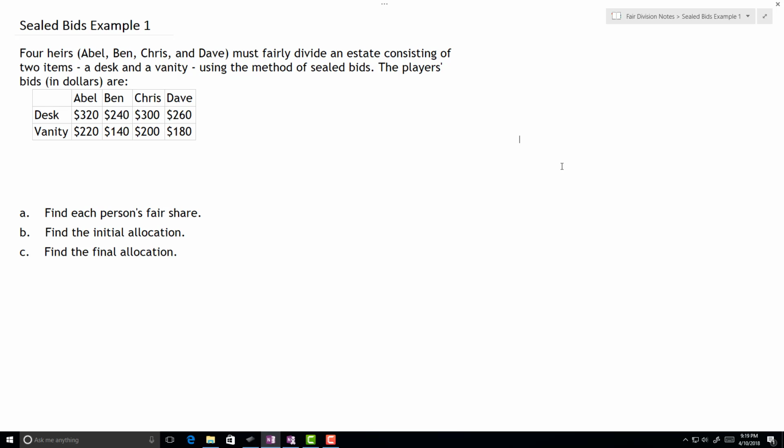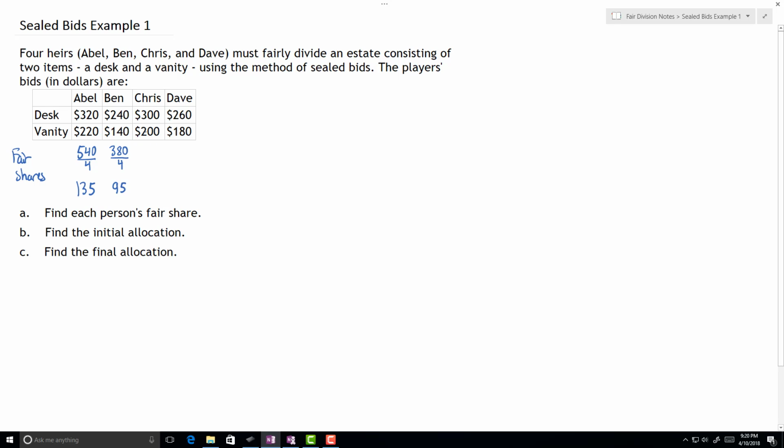So to find the value, firstly, we need fair shares. So I'm going to find the fair shares. To do that, since Abel thinks the desk is worth $320 and the vanity $220, we add those together and divide by 4. We're sharing among 4 people. So $135 is Abel's fair share. Now for Ben, we'll add $240 and $140, getting us $380. Again, we divide by 4, so Ben's fair share is $95.